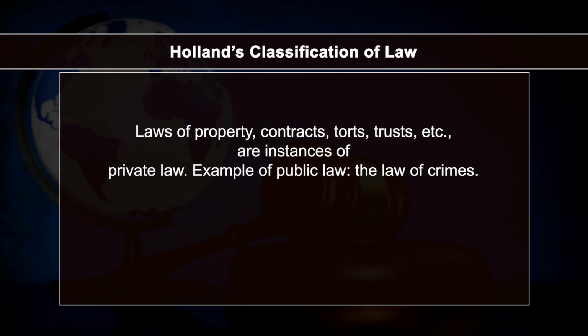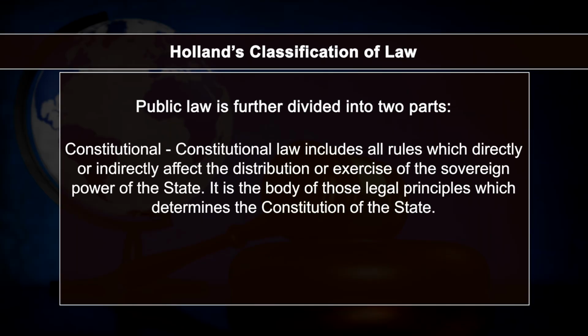are instances of private law. Examples of public law: the law of crime. Public law is further divided into 2 parts. The first one is constitutional law. Constitutional law includes all rules which directly or indirectly affect the distribution or exercise of the sovereign power of the state. It is the body of those legal principles which determines the constitution of the state.